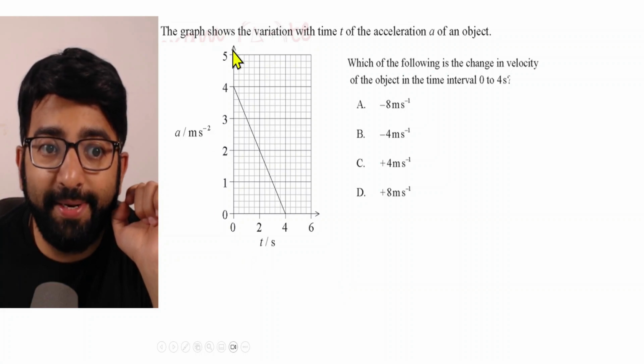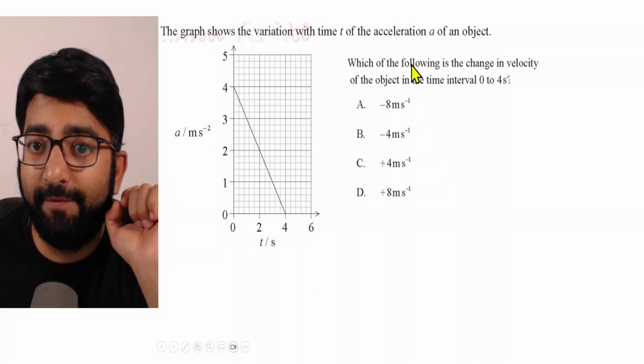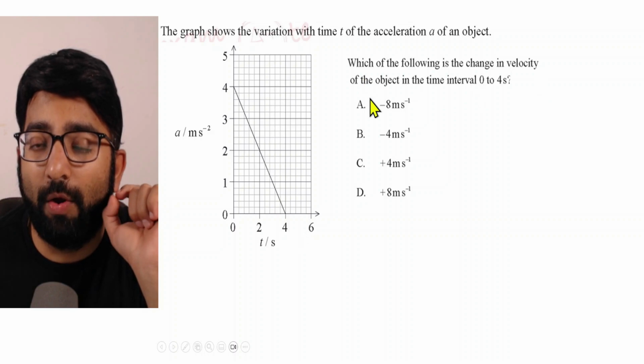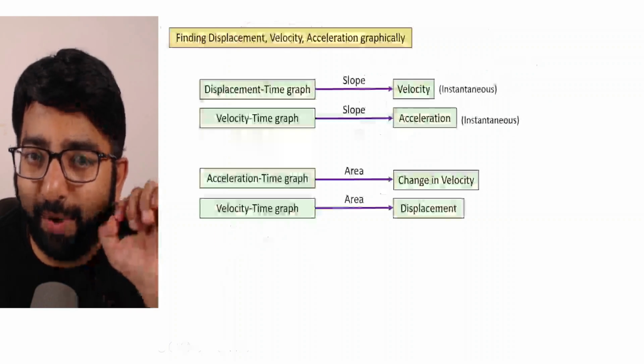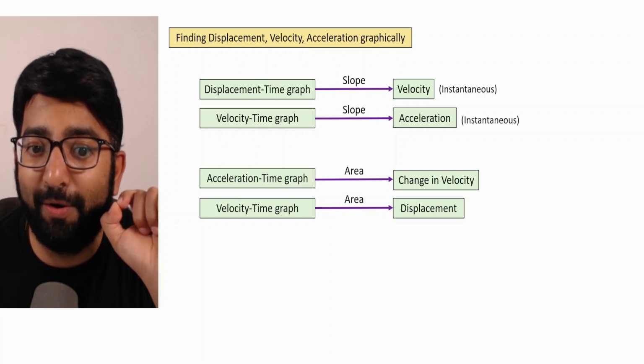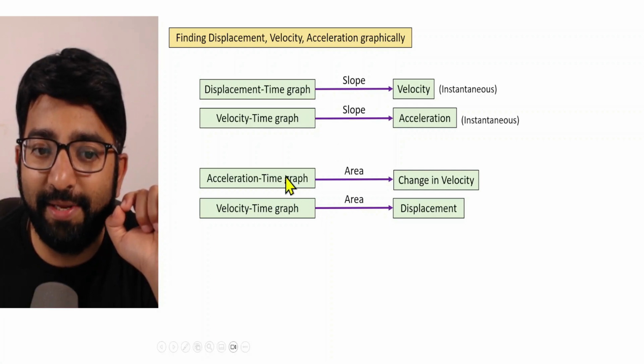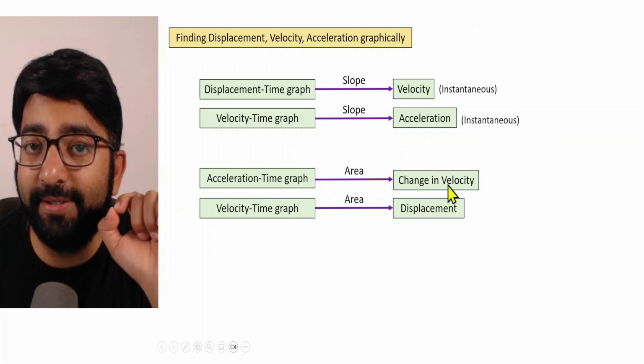In this question, we have been given an acceleration time graph and we are supposed to find the change in velocity of the object in the time interval from 0 to 4 seconds. To solve this question, just remember the basic logic. Area under the acceleration time graph gives us the change in velocity.